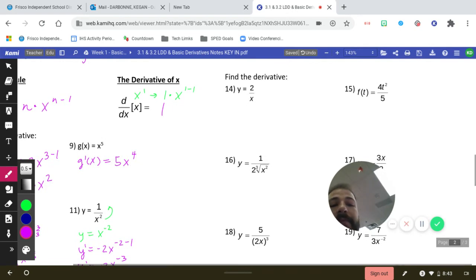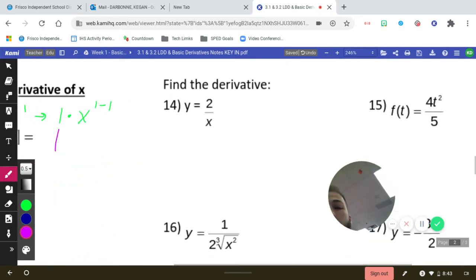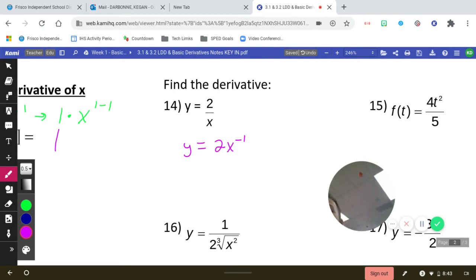So on 14, we get y is equal to 2 times x to the negative first. I move that up because I can't apply my power rule when it's in the bottom. So now when I take my derivative, y prime is equal to 2, which is going to stay the same. I'm not going to do anything to mess with 2. Now I'm going to take the derivative of my function, negative 1 x to the negative 2. Okay, and then I can just simplify a little bit.